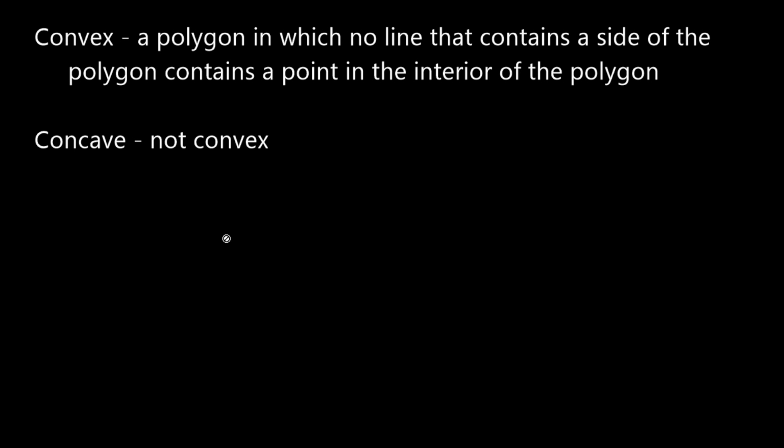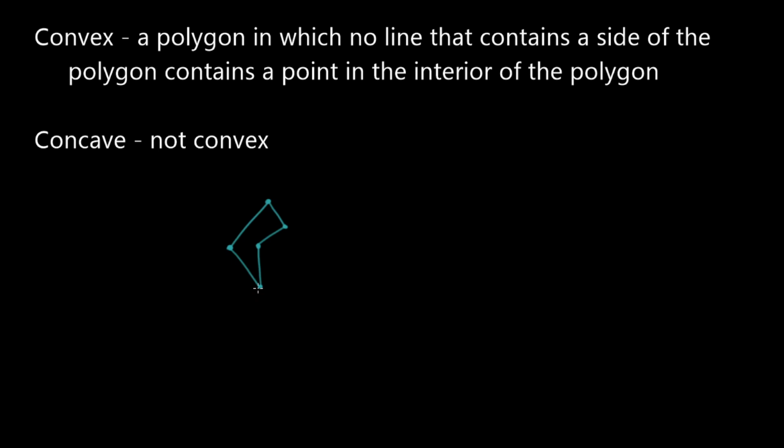Another way we can classify polygons is by calling them either convex or concave. A convex polygon is a polygon in which no line that contains a side of the polygon contains a point in the interior of the polygon. So it's a very rigorous definition. It's a good definition, so we want it that way. But maybe a little bit simpler put, not as rigorously, something like this, for example, would be a concave polygon, so not a convex polygon.